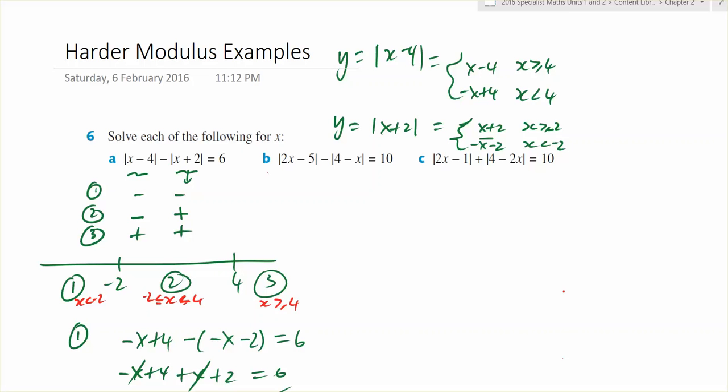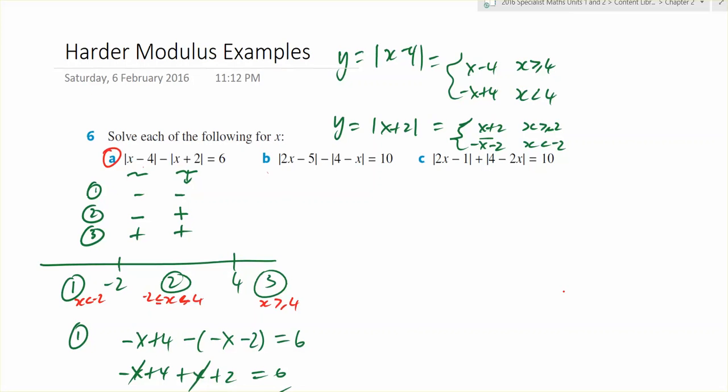This is for Specialist Maths question 6 from exercise 2C of chapter 2. I've explained in class how to solve these using a graphical method. Now I'm going to show you the number line method. Looking at question 6a, we have two modulus functions subtracted from each other equals 6. In order to solve these, we can use something called the number line method.